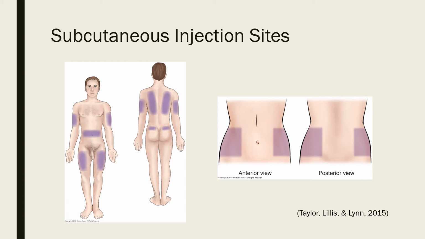And then the one on the right is where you would give Lovenox, which is the low molecular weight heparin. So again, you want to avoid that umbilicus. You always give this medication in the abdomen or right around the back side.